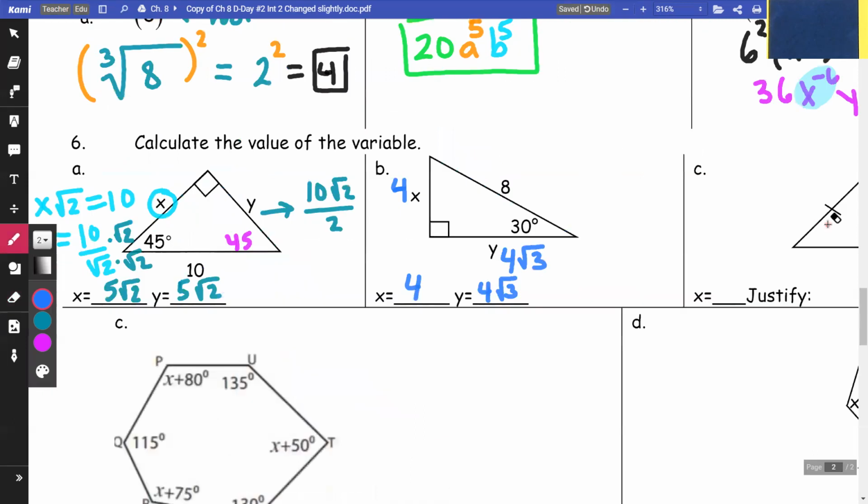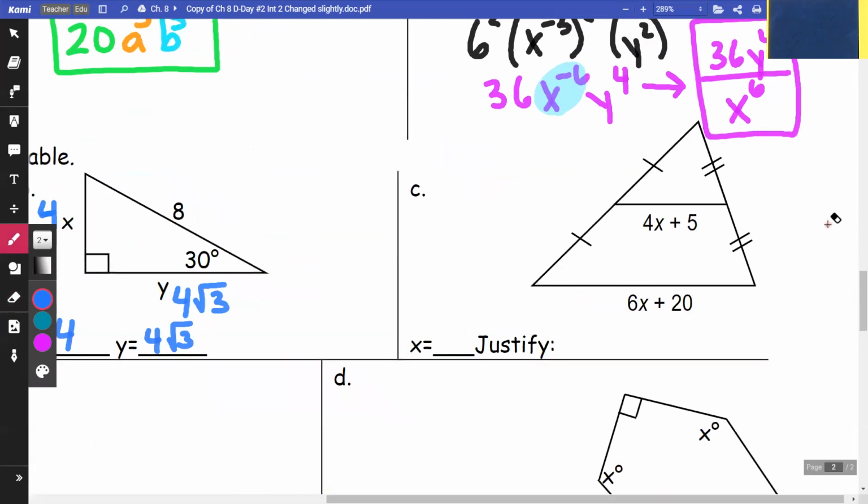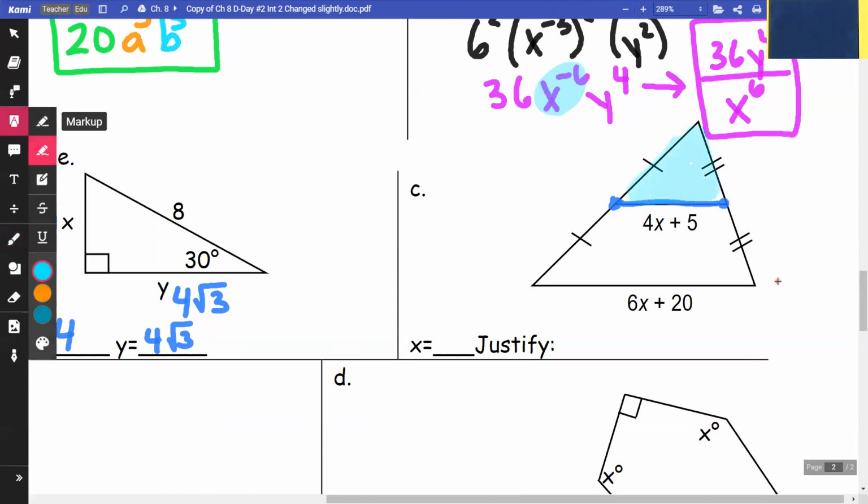On C, this one is a mid-segment problem. So this is a midpoint. This is a midpoint because this is split into 2 equal pieces and this is split into a different 2 equal pieces. And that segment across, connecting one midpoint to the other, is called a mid-segment. So what is true is the smaller triangle here compared to this bigger triangle.